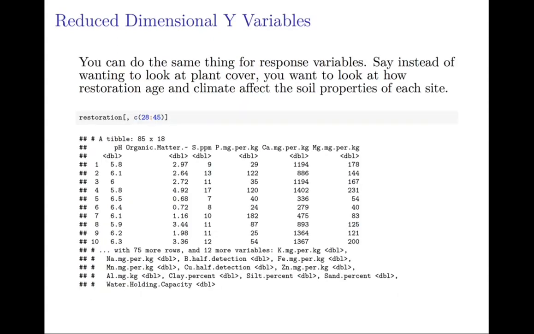Okay, and so you can also do the same thing for your response variables or your Y variables. So say instead of wanting to look at plant cover, you want to look at how restoration age and climate affect the soil properties of each site. So now your new Y variable is going to be your soil properties. And here is looking at the data, in that data set, there's a lot of soil properties for each site. So a huge range from pH to organic matter to phosphorus, calcium, etc. So there's a lot of soil variables that you could also look at.